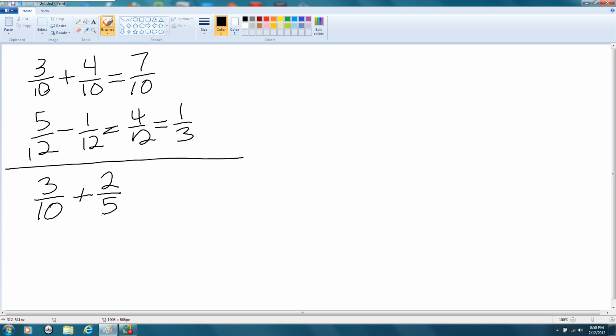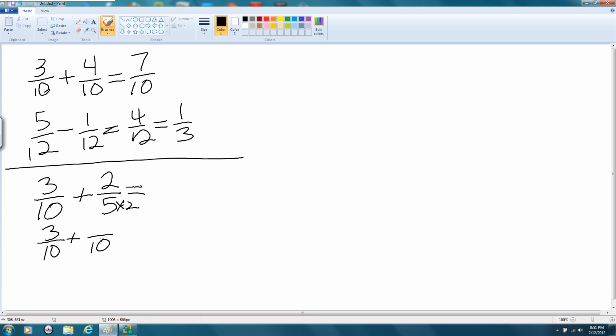And I can't add things that have different size pieces, so I need to make them the same size of piece. So this is going to equal 3/10, and my LCM of the denominators, or my least common denominator here, is clearly simply 10. So I'm going to say I have 3/10 plus, to get the fifths to tenths, I'm going to multiply top and bottom by 2, because I get 5 to 10 by multiplying it by 2. So that's going to give me 10 down below here.